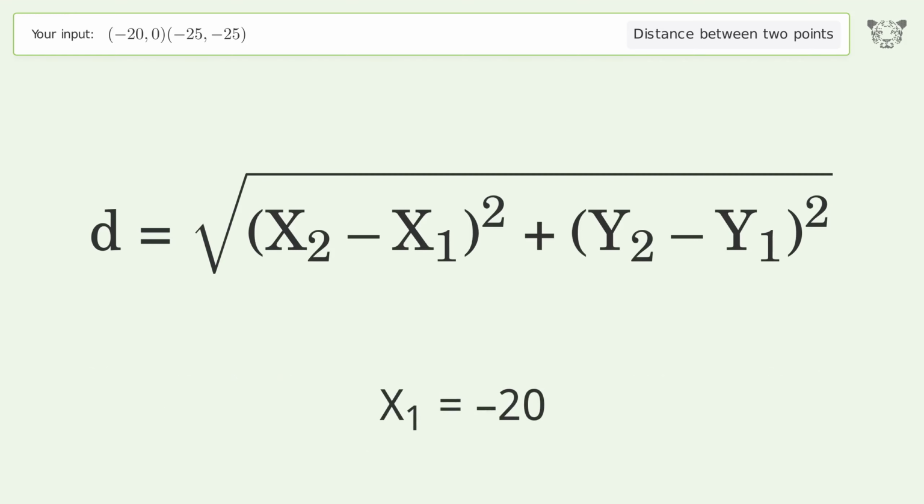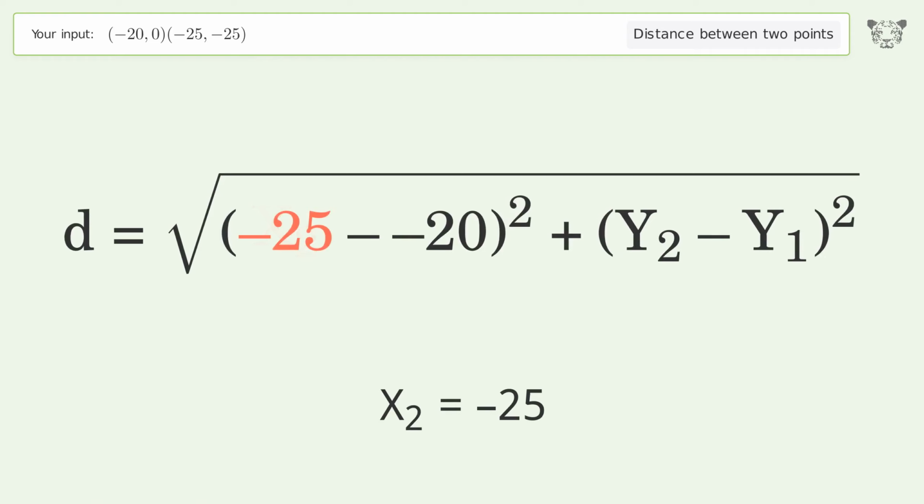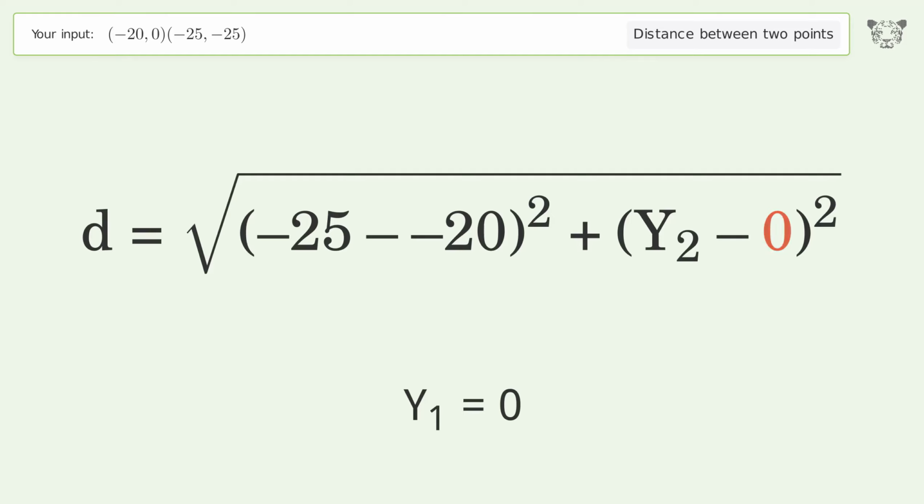x1 equals -20. x2 equals -25. y1 equals 0. y2 equals -25.